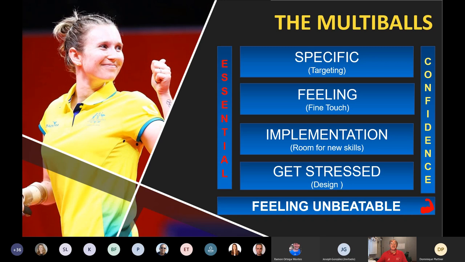Feeling is the fine touch. In the few moments before the competition, they have to have that feeling. So again, this is feeling and confidence. They go together. So it's important that we can create the situation. It can be a short return, making the ball bounce two times on the opponent's side, or maybe three bounces, having the feeling that I can control the ball. The ball is in my control, and implementation.